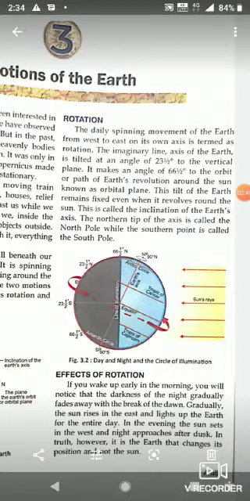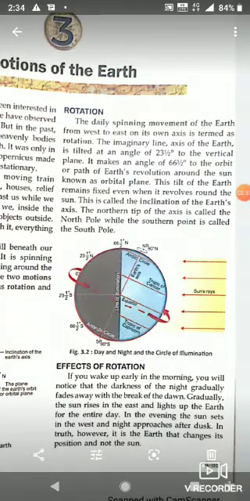Now children, our next point is the effect of rotation. If you wake up early in the morning, you will notice that the darkness of the night gradually fades away with the break of dawn. Gradually, the sun rises in the east and lights up the earth for the entire day. In the evening, the sun sets in the west and night approaches after dusk. In truth, however, it is the earth that changes its position and not the sun.